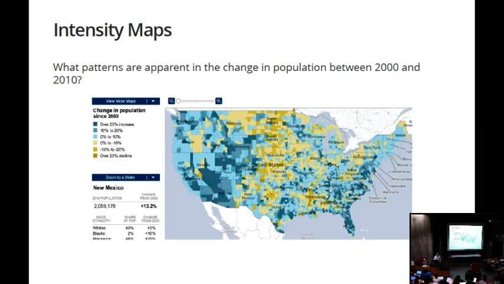What do you see on this? Any patterns? Yep. So, coastlines are getting dark blue. Center, Midwest, getting a little more orange. Absolutely. Anything else? You'd have to know a bit about U.S. geography, maybe?